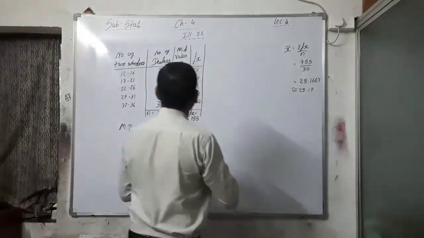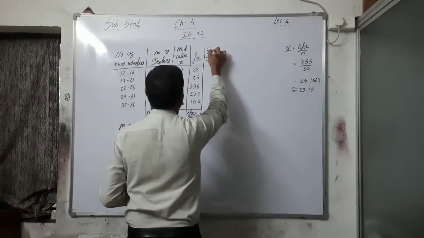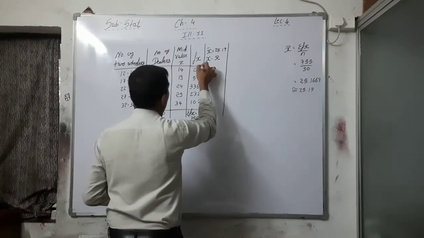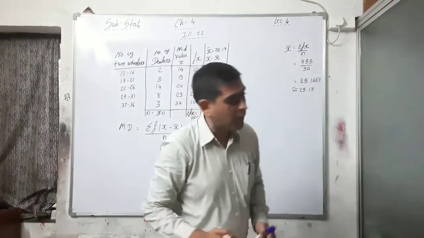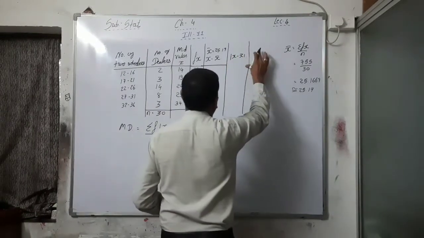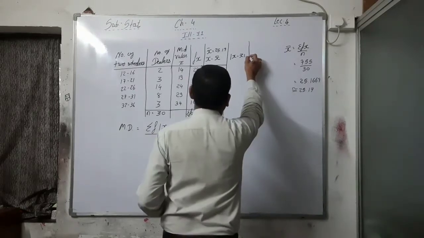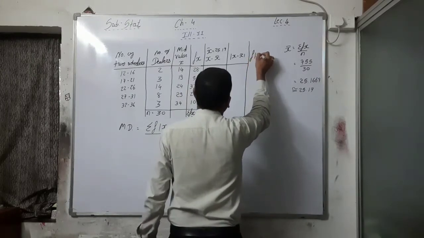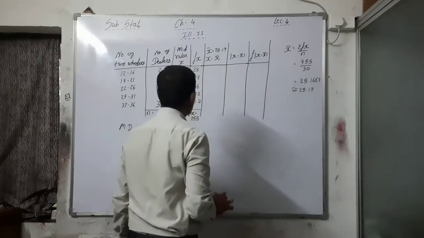Okay, so here the first column is x minus x bar, and here x bar is equal to 25.17. We have to find out the x minus x bar column, then the modulus x minus x bar column, that is, we have to convert all negative amounts into positive, and then the final answer, that is the multiplication of these x minus x bar modulus with f. So the last column is f into modulus x minus x bar. So we have to prepare these three columns.